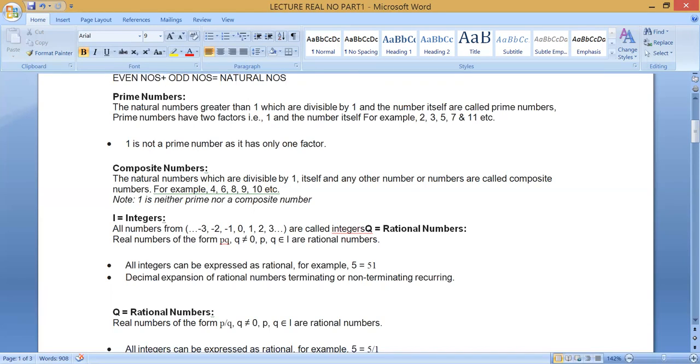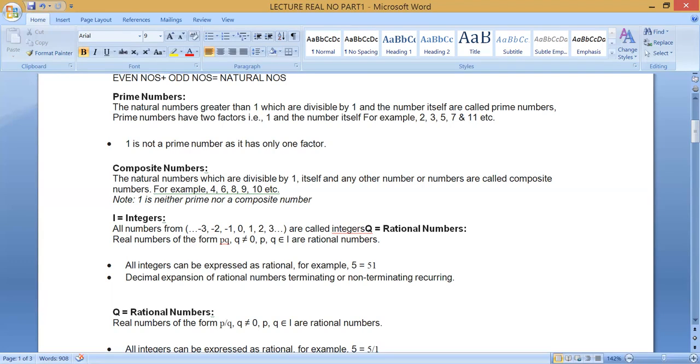If I say factors of 2, you will say 1 and 2. Factors of 3, 1 and 3. Factors of 5, 1 and 5. Factors of 7, 1 and 7. Factors of 11, 1 and 11. So this type of numbers are called prime numbers. 1 is not a prime number as it has only one factor. So you can say that 1 is neither a prime number nor a composite number.